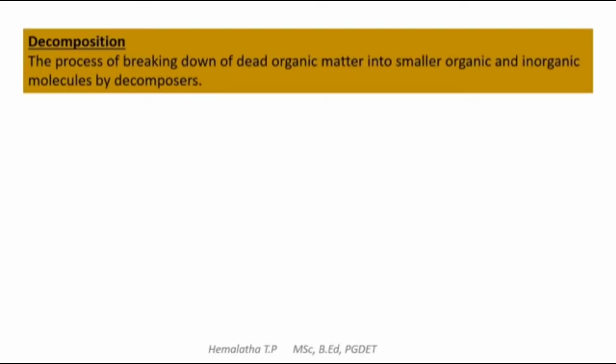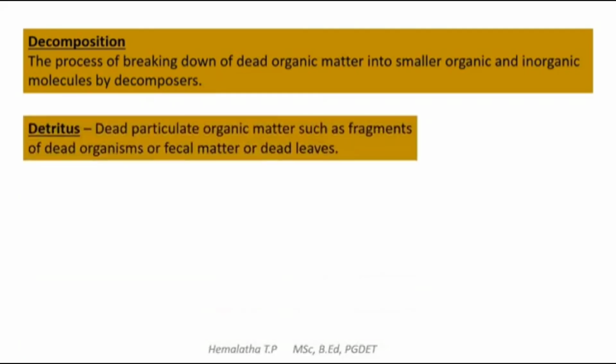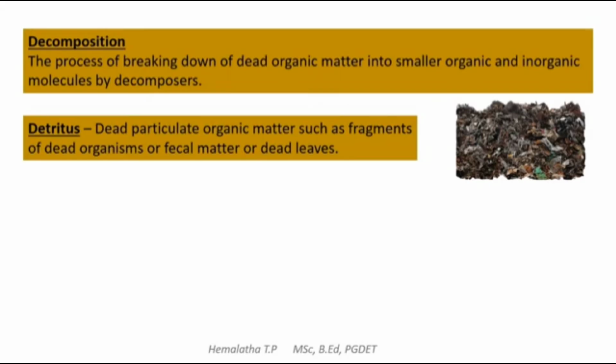What is decomposition? Decomposition is the process of breaking down of organic matter into smaller organic and inorganic molecules by decomposers. What will happen? The dead organic matter will be broken down into simpler organic and inorganic molecules with the help of decomposers. For this process, the detritus is required. The detritus is nothing but the dead organic matter, fragments of dead organisms or fecal matter or dead leaves. Those are called detritus. Here you can see in the picture the detritus, which is the dead fallen leaves. It may be dead plants or animals, or organic waste which will undergo the decomposition process. This is called detritus.